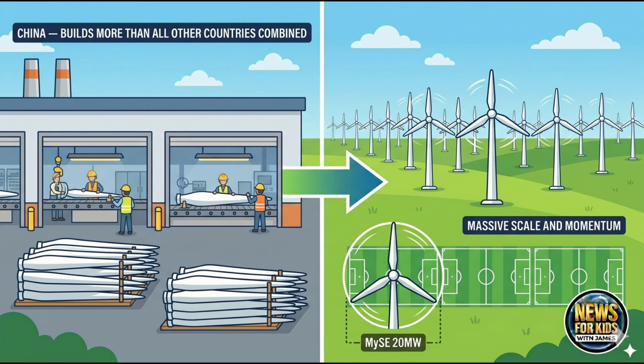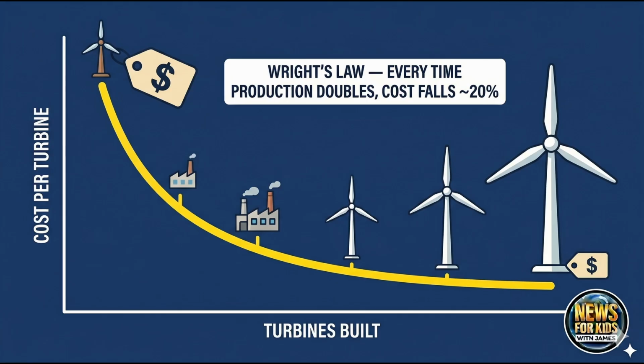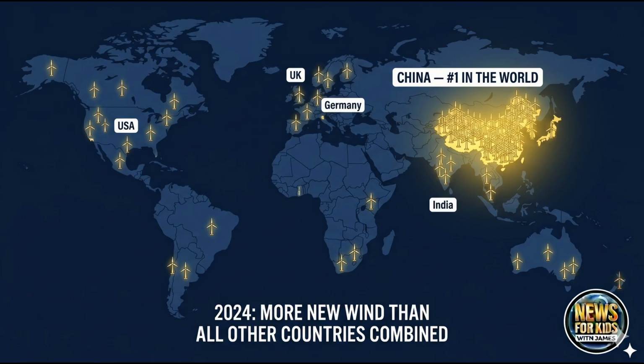The same pattern we saw with solar panels in the last episode. Ambitious government targets created massive domestic demand. Manufacturers built at an enormous scale, learning and improving with every batch. The same Wright's law dynamic. Costs fell, quality rose, and China ended up leading the world.